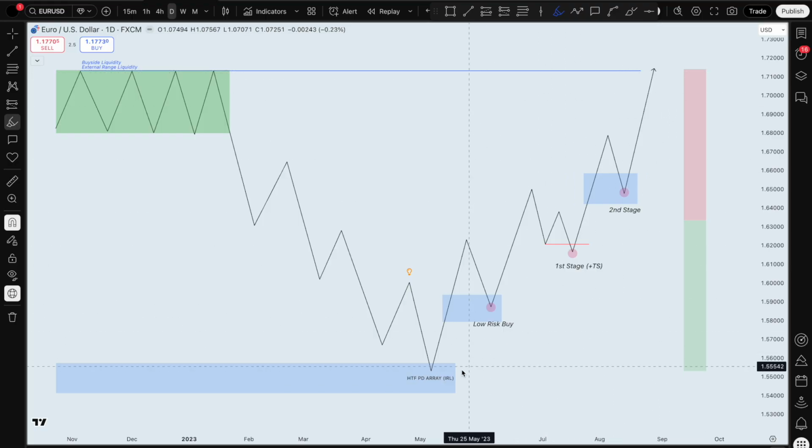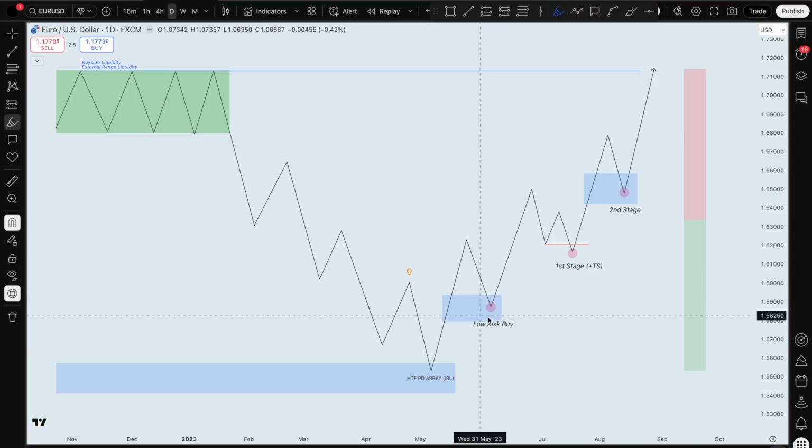A market maker model has three different stages. First the low risk buy or sell, depending on whether you are in a market maker buy model or sell model, then the first stage and the second stage. After price reaches the internal range liquidity, you will see a shift in market structure. Price will shift from bearish to bullish and create the low risk buy.